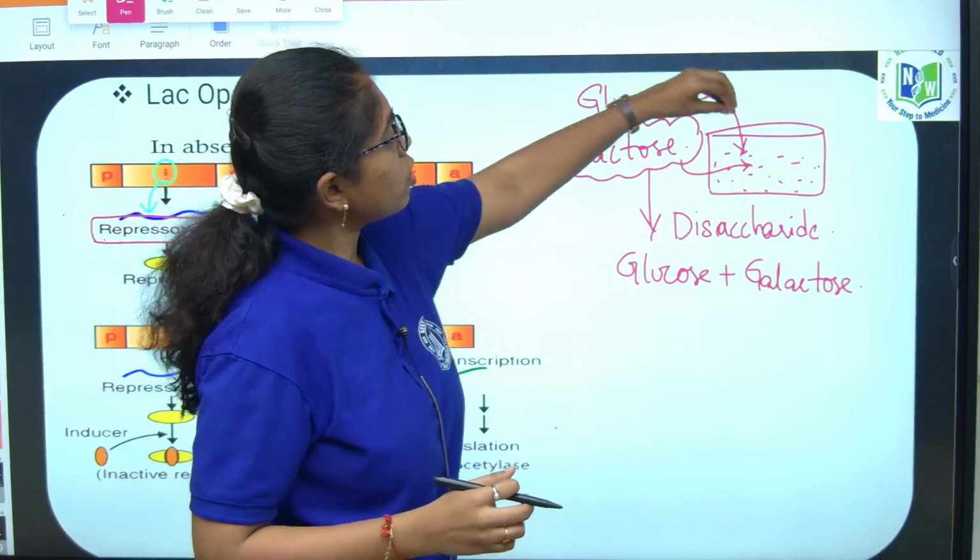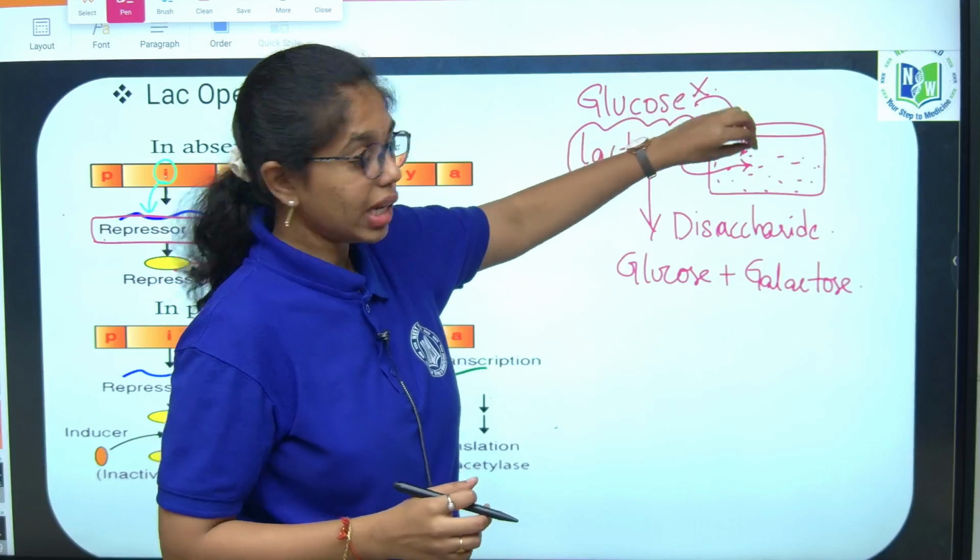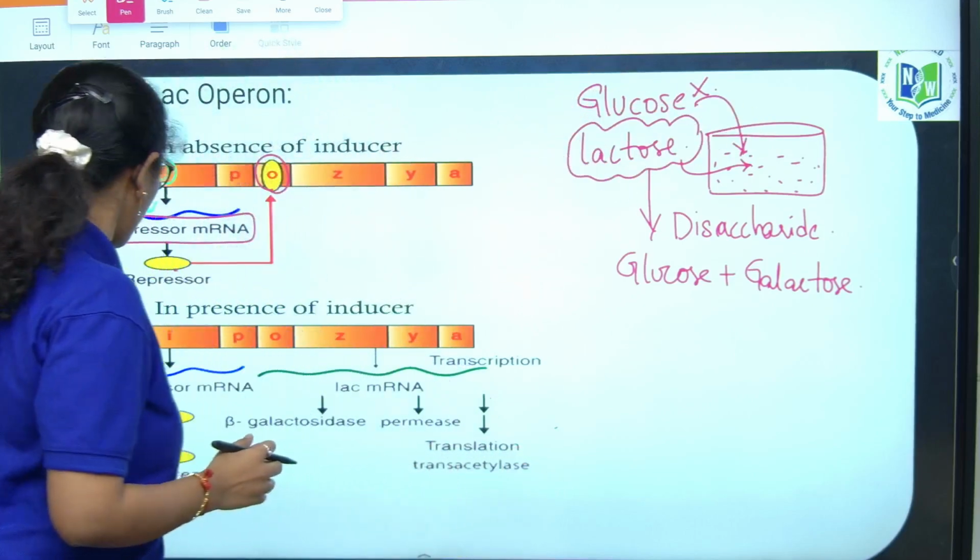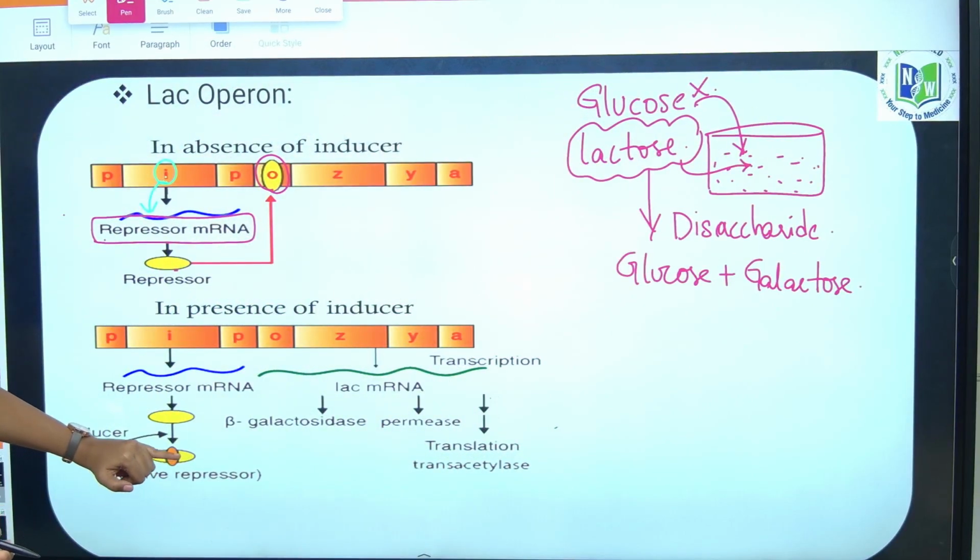So when lactose is added into a bacterial culture, this lactose will go and bind to the repressor region.